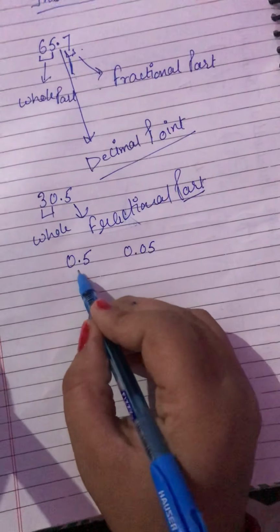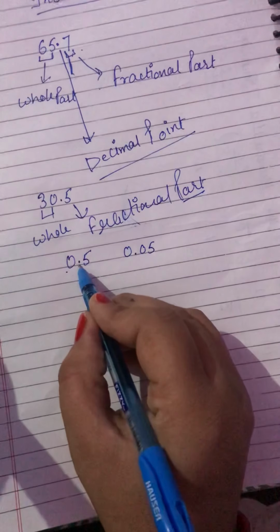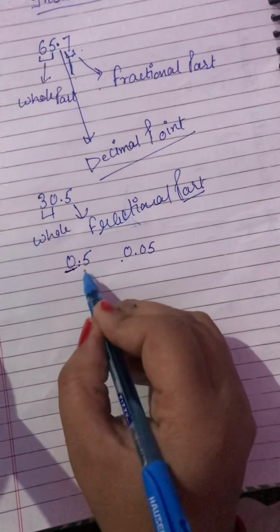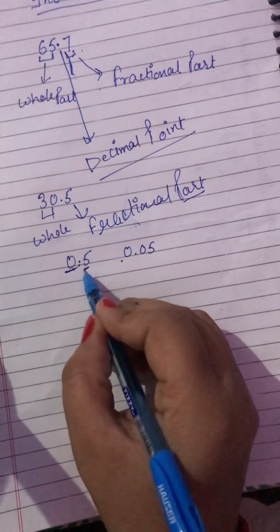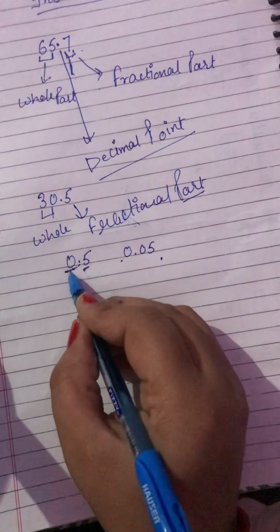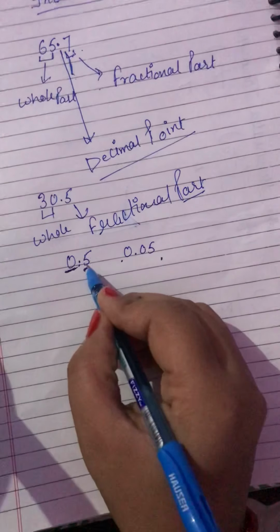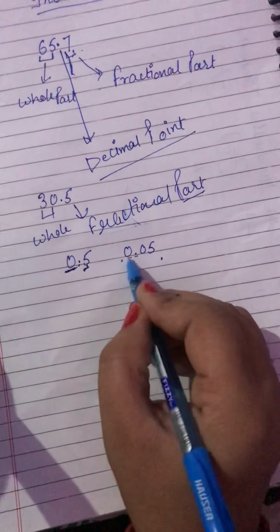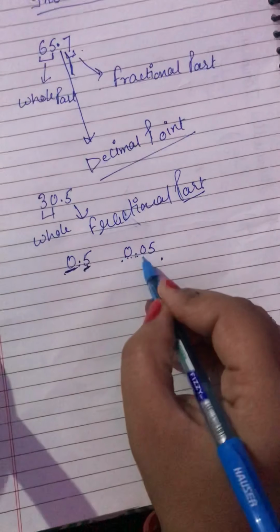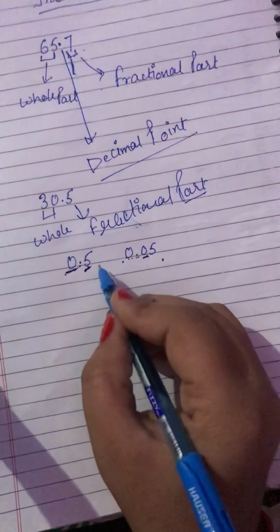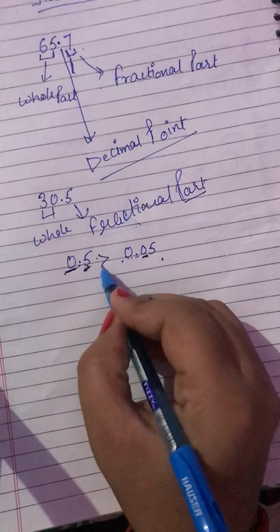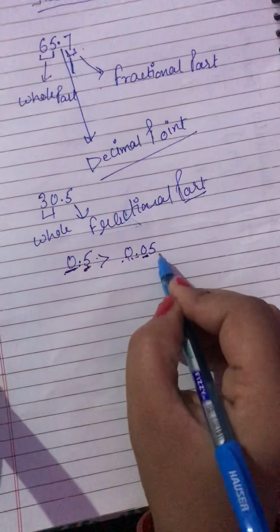So how to compare? First of all, we will compare the digits before the decimal point. After that we will compare the digits after the decimal point. Here, 0, there is something after 0 and again there is something after 0, so this part is the same. Now we will compare 5 and 0 at the second position. So 5 is greater than 0, so this number is greater than 0.05.